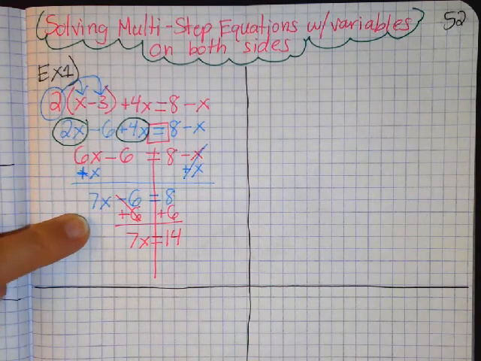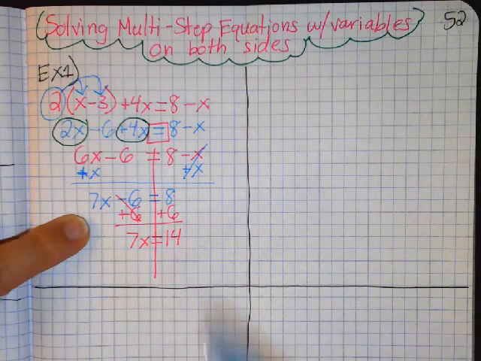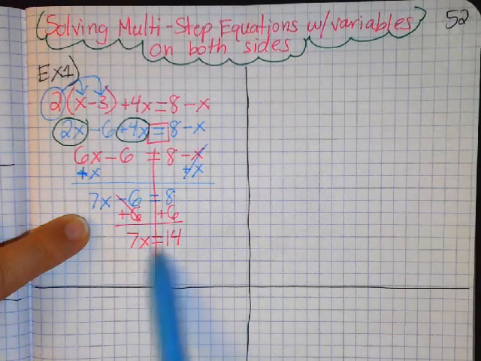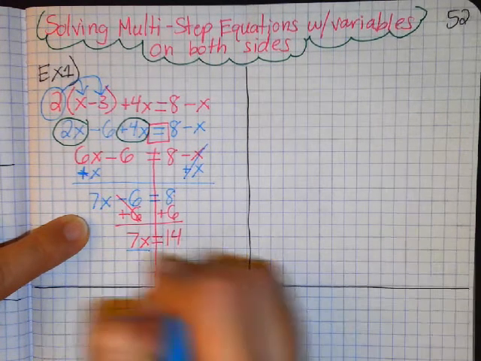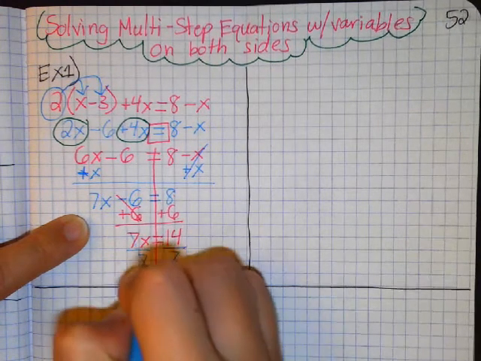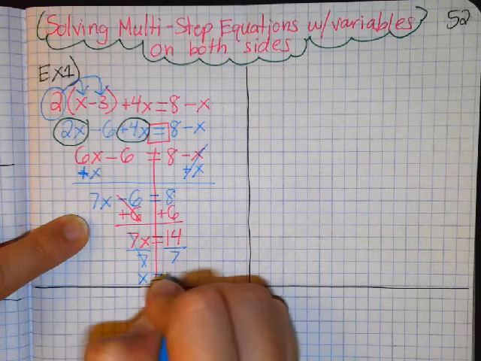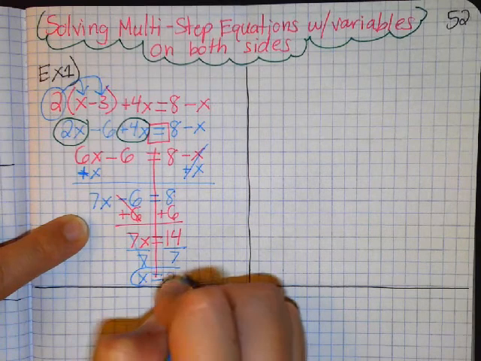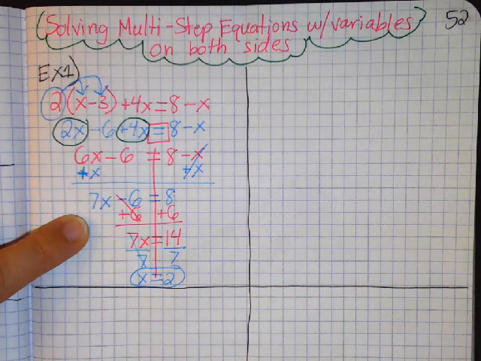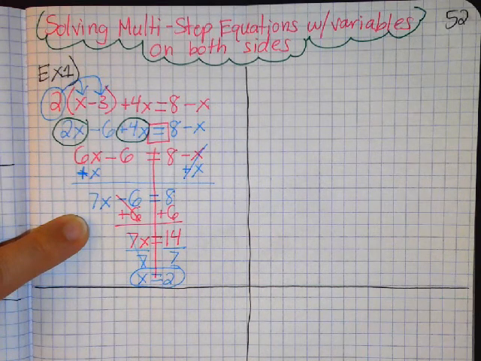Now I have 7x equals 14, a one-step equation. This was a two-step equation, this is a one-step equation. Dividing both sides by 7, I have x equals 2. That is my final answer. Now example number 2.